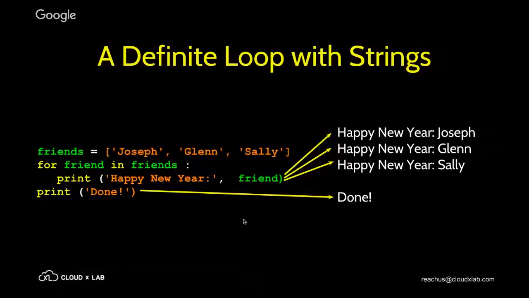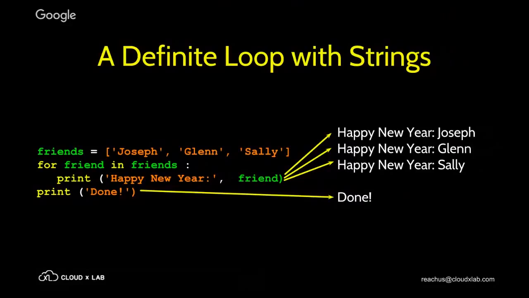So the essential part of a definite loop is that you create an array and you iterate over that array. An array is referred to in Python as a list. So you create a list and iterate over that list.